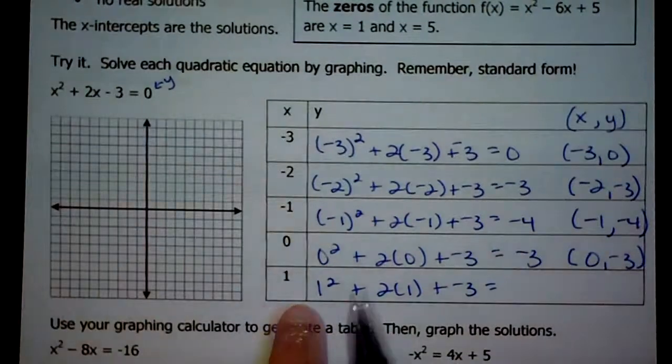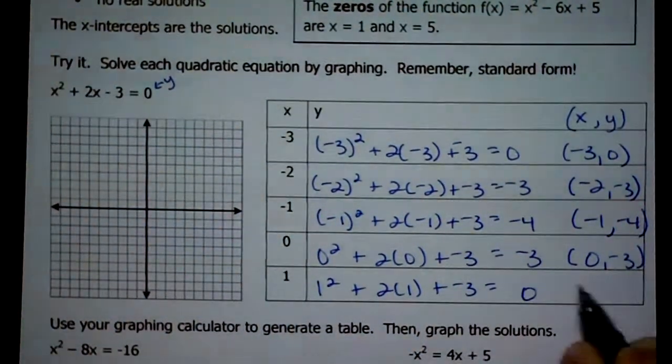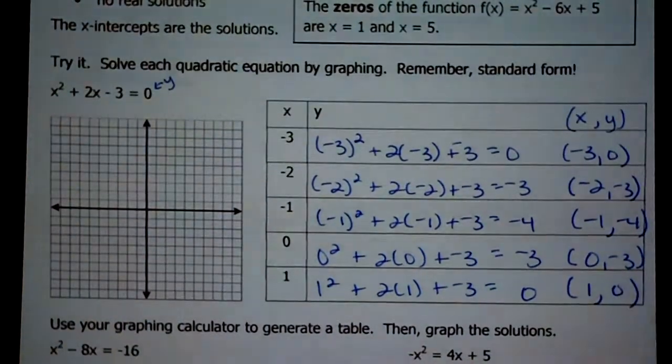It's crazy. All right, 1 plus 2, that's 3. 3 plus negative 3, oh, it's 0 again. So my ordered pair would be 1, 0.